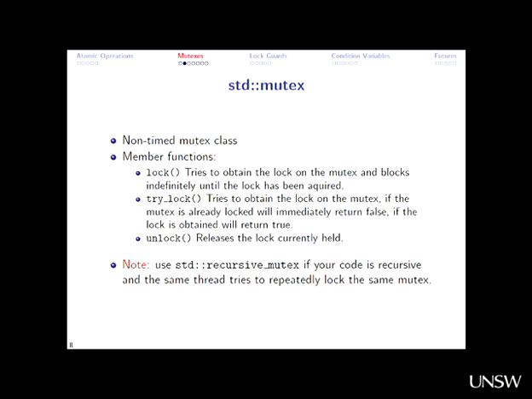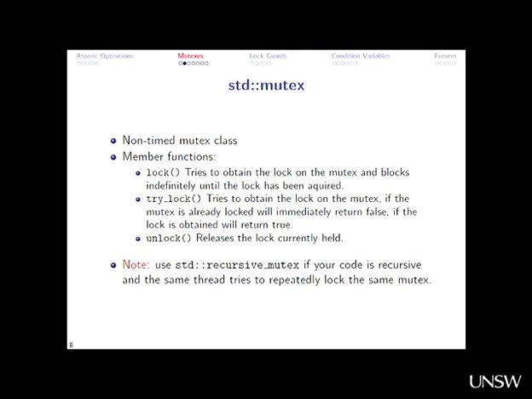You have a member function try lock, which tries to lock the mutex. If you can't, it immediately returns false and you keep going. So, bad piece of code: do not just call try lock, and when that didn't work, go into the critical section anyway. You should wrap try lock in an if statement or while loop or something like that. And of course, unlock releases the lock that's currently held.